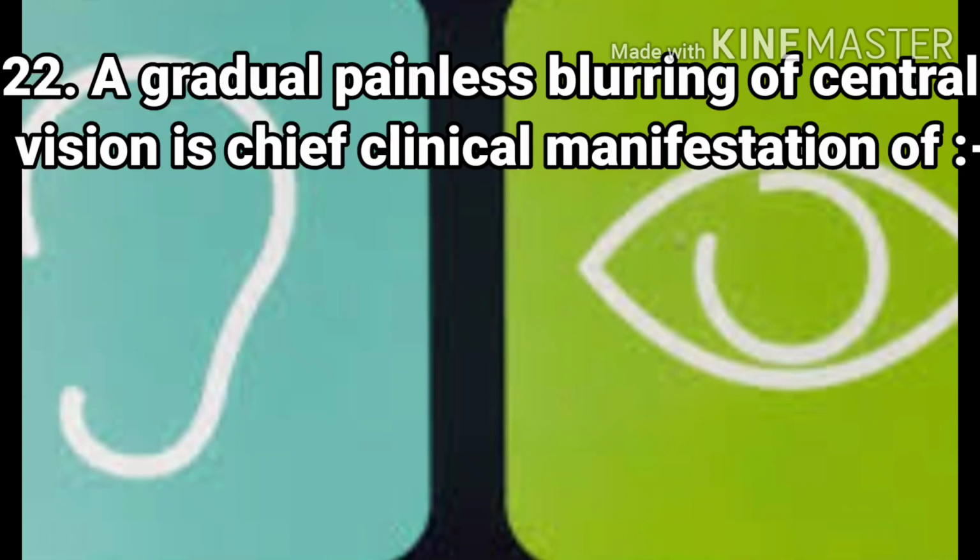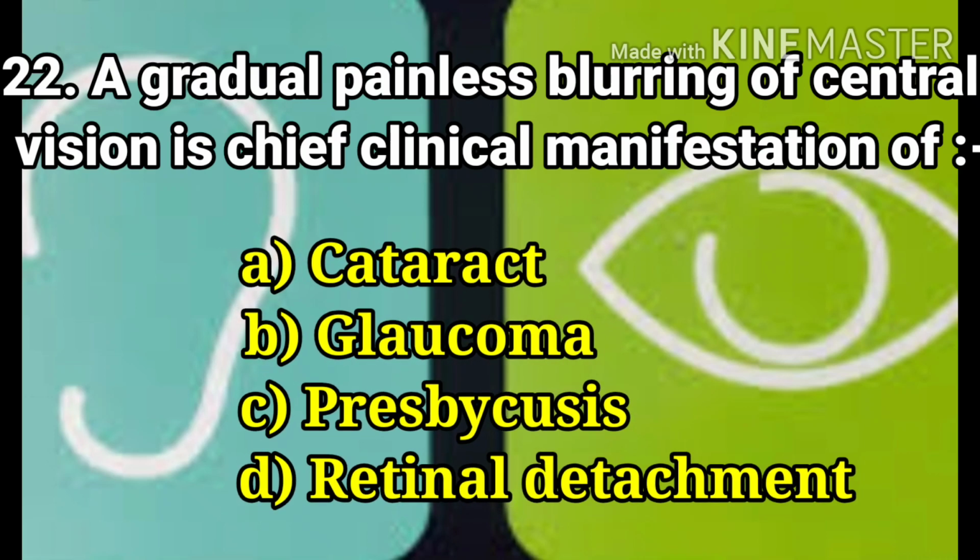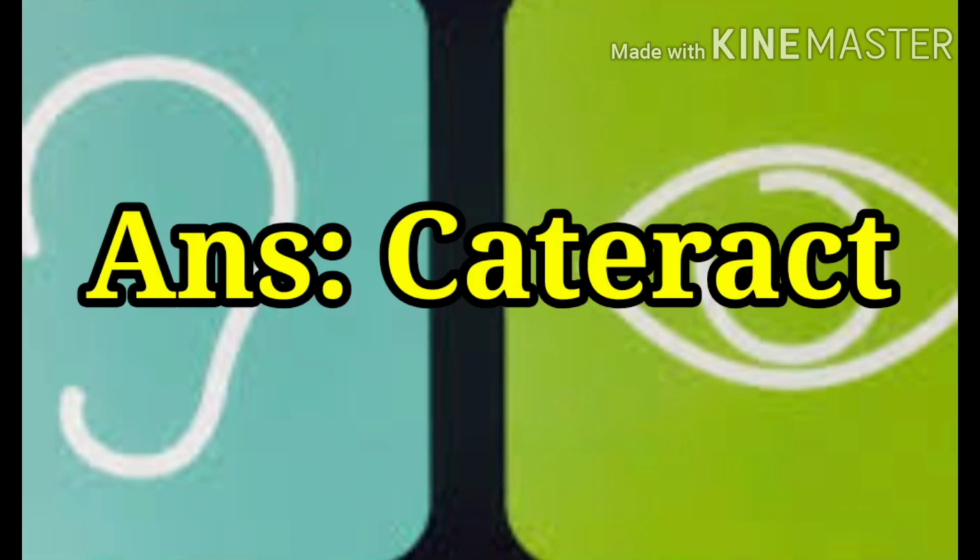The next question, a gradual painless blurring of central vision is chief clinical manifestation of, the options are cataract, glaucoma, presbycusis, retinal detachment. A gradual painless blurring of central vision is chief clinical manifestation of. The answer is cataract.